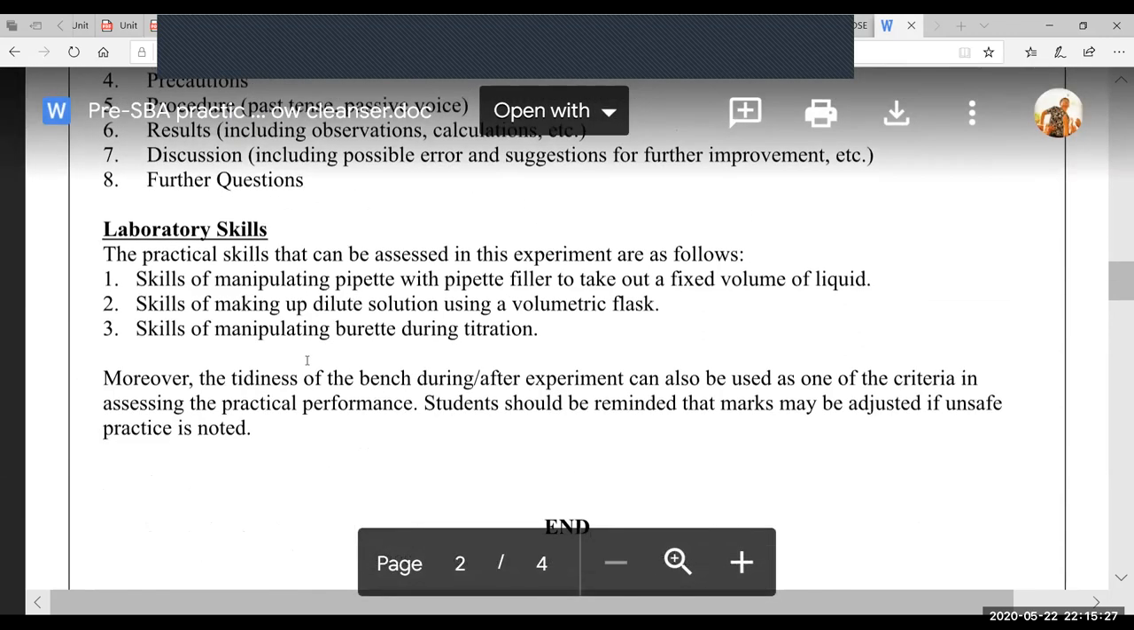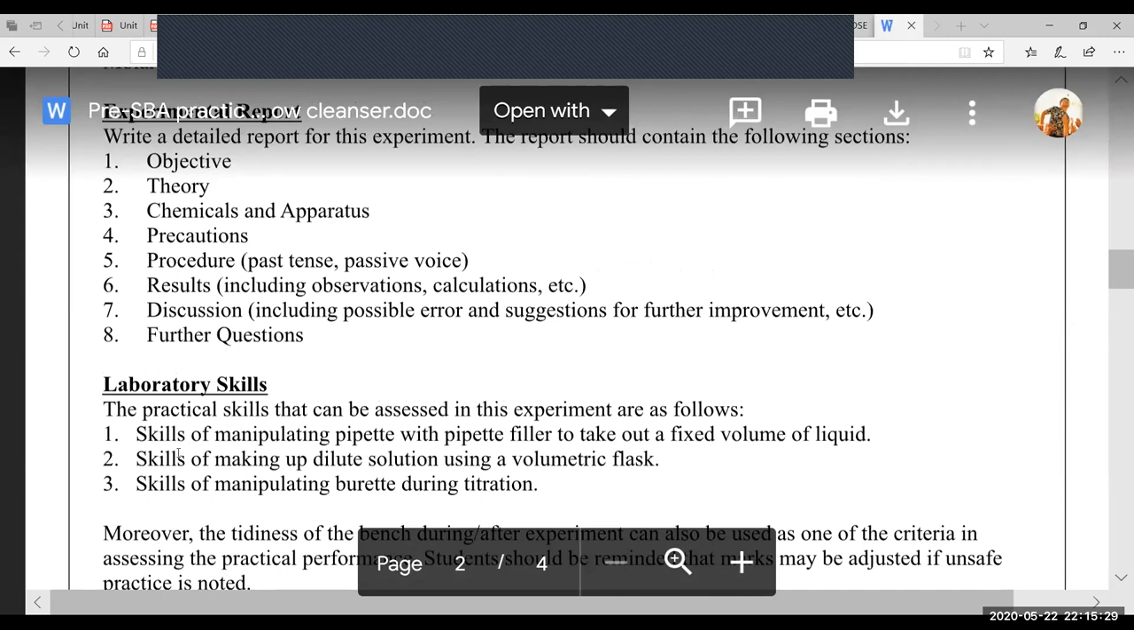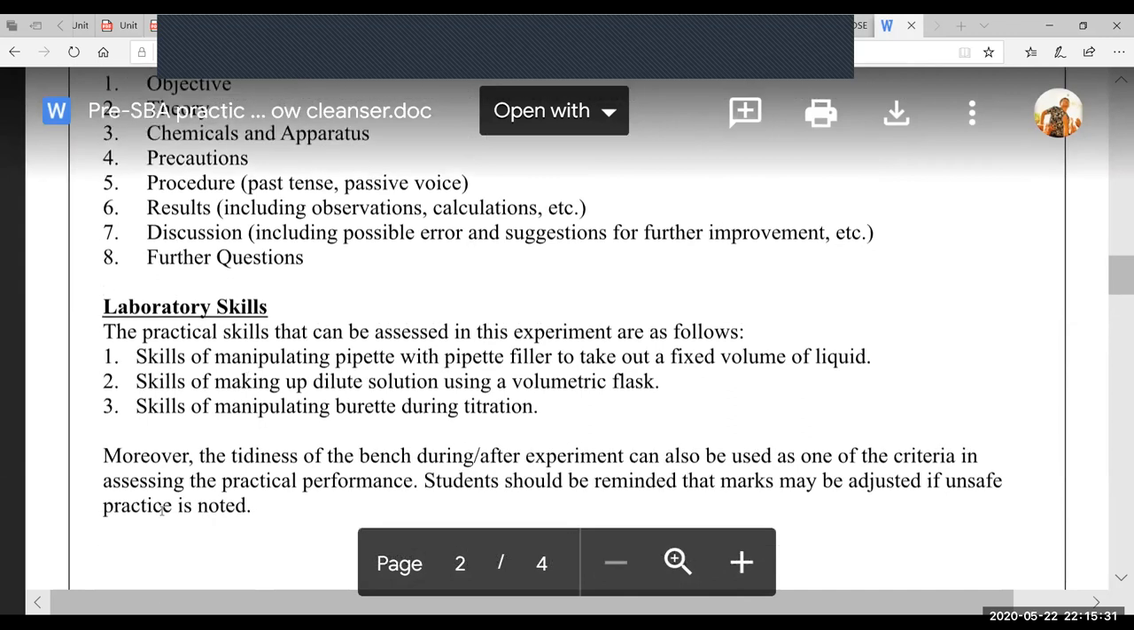Okay, now lab skills, as said before. During the whole process, you are going to use the skills of managing the pipette filler, dilution, and also doing the titration, even filling the solution into the burette. All those skills will be carefully monitored. This is what I would like to check with you about lab skills.